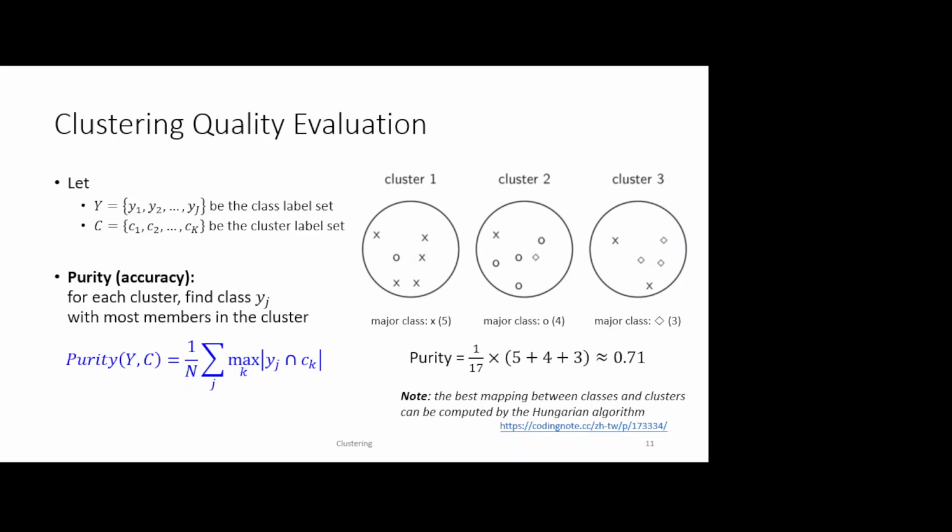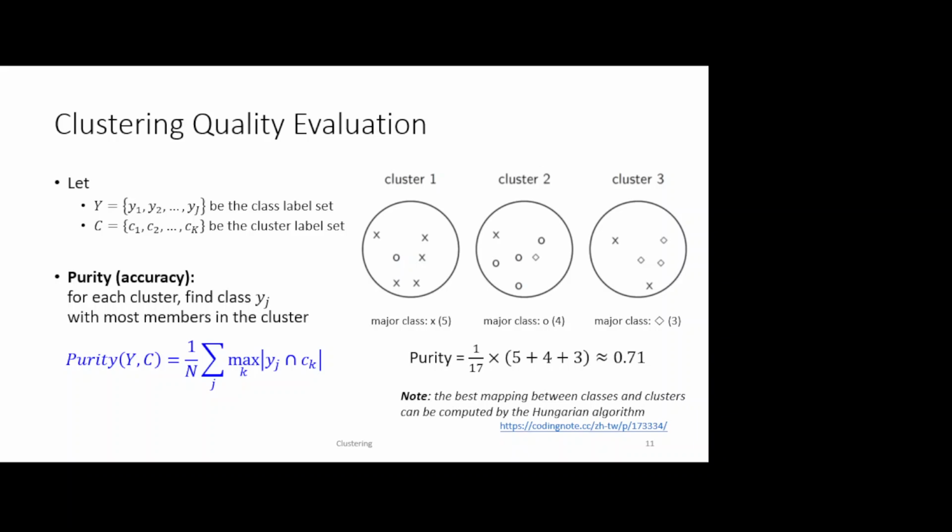In such a situation, you need to find the best matching between the classes and the clusters. You can use the Hungarian algorithm. This algorithm can help you find the best match for each cluster. So we can decide which class this cluster should be assigned to, and which class another cluster should be assigned to, so that they make the purity maximum. So you can combine the Hungarian algorithm to do the computation. Any problems?